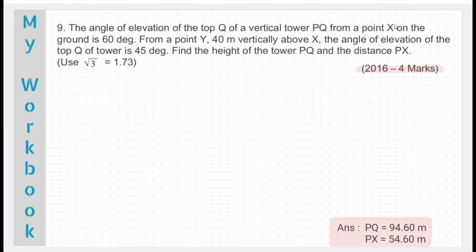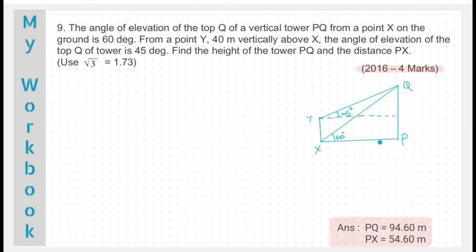So we've completed 8 sums. We have 4 more sums to go. This is our 9th question, and it's a 4-mark question from the year 2016 board exam. The angle of elevation of the top Q of a vertical tower PQ from a point X on the ground is 60 degrees. From a point Y 40 meter vertically above X, the angle of elevation of the top Q of the tower is 45 degrees. Find the height of the tower PQ and the distance PX.